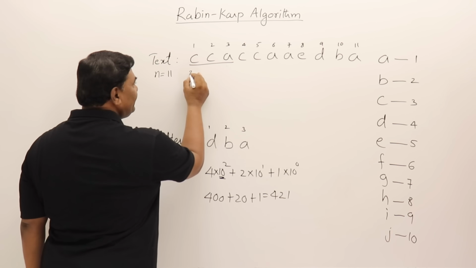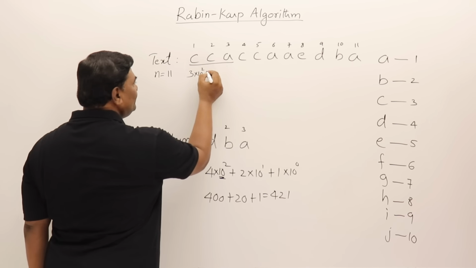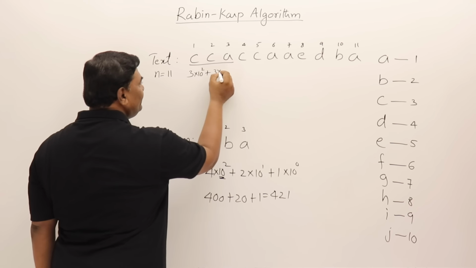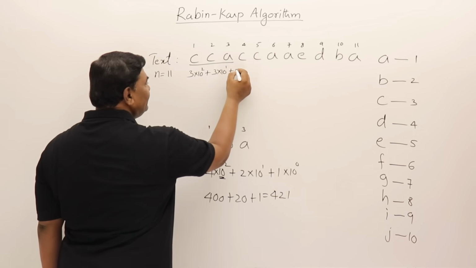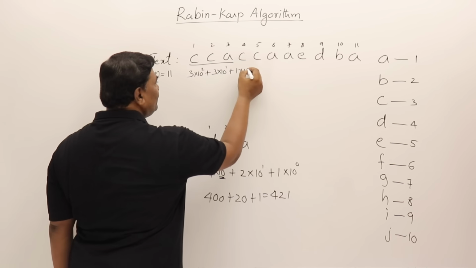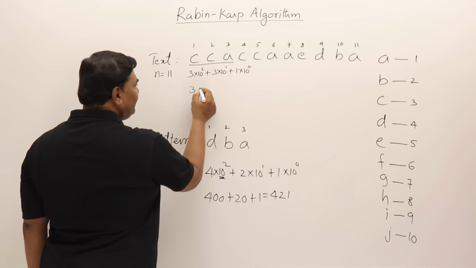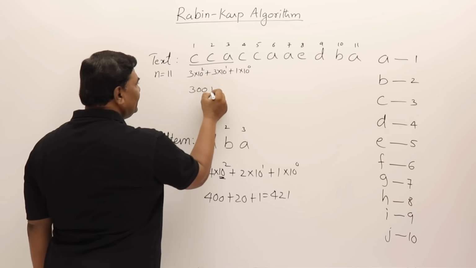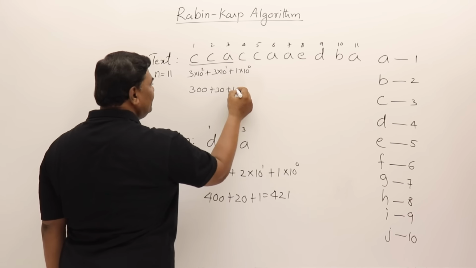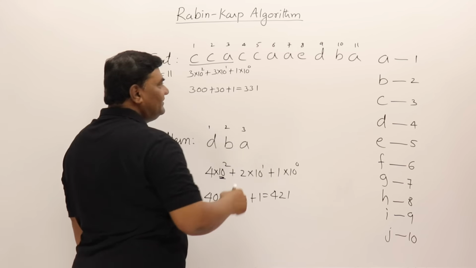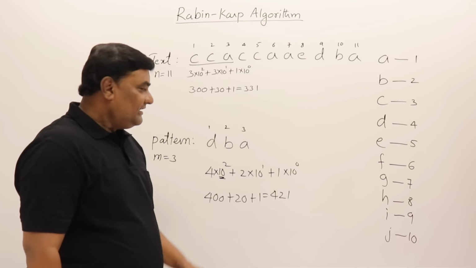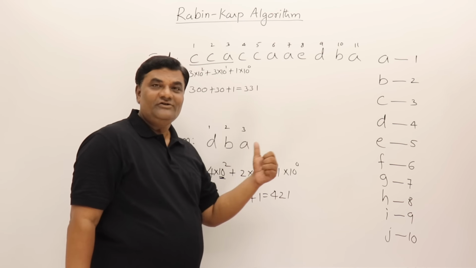This is 3 into 10 to the power of 2 plus this is also 3 into 10 to the power of 1 plus this is 1 into 10 to the power of 0. So this will be 300 plus 30 plus 1. So 331. This is 331.